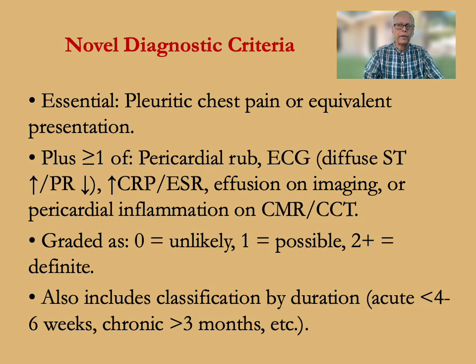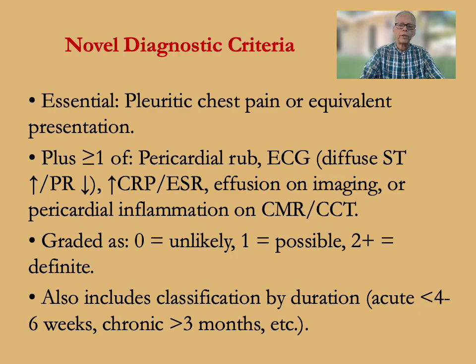This document has novel diagnostic criteria for pericarditis. Essential is pleuritic chest pain or equivalent presentation, plus one or more of: pericardial rub, EKG changes including diffuse ST elevation or PR depression, increased CRP or ESR, pericardial effusion on imaging, or pericardial inflammation on cardiac MR or cardiac CT. If there are none of these, pericarditis is unlikely. If there is only one of these criteria, then it's possible, and two or more, it's definite.